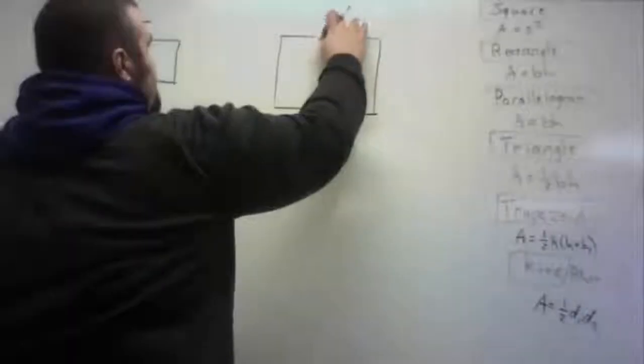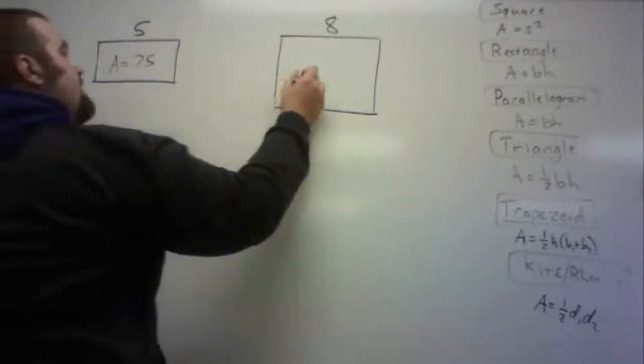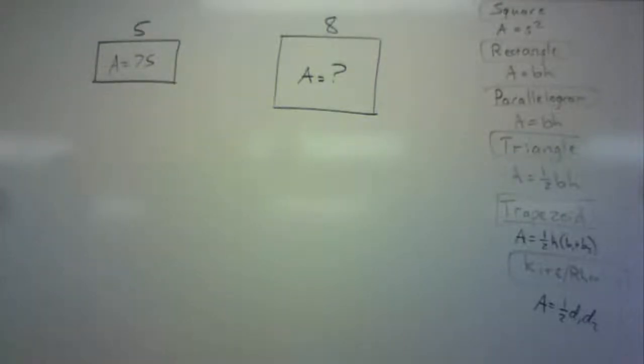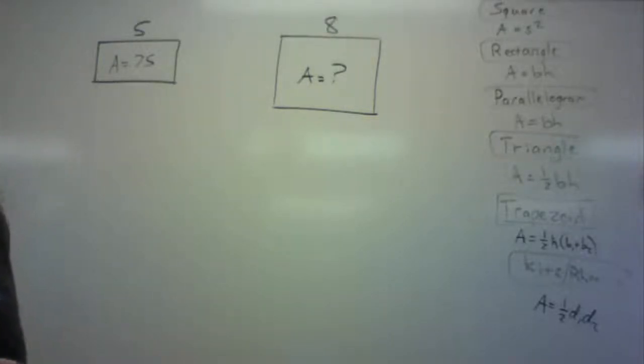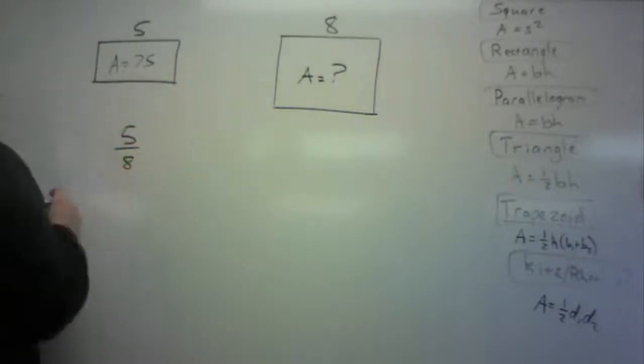They didn't give me numbers. And I said the area over here is 75, and I don't know the area over here. Well, the scale factor here is corresponding side to corresponding side. 5 and 8 are on the corresponding side, right? Or at least I'm assuming they are in this case. So 5 to 8 is the scale factor.